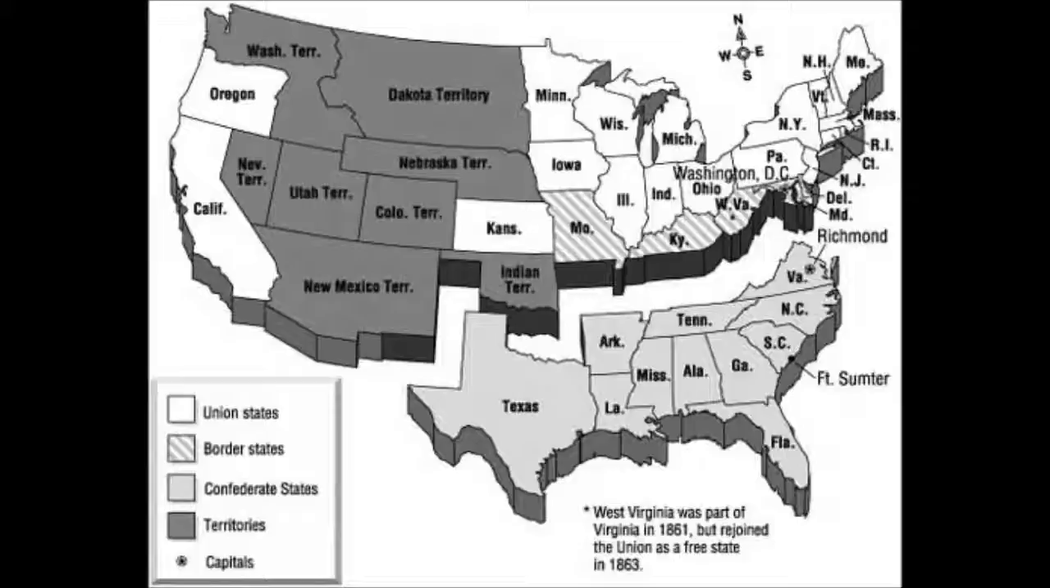The American Civil War was fought from 1861 to 1865 between the United States, the Union, or the North, and several Southern slave states that had left and formed the Confederate States of America, the Confederacy, or the South.